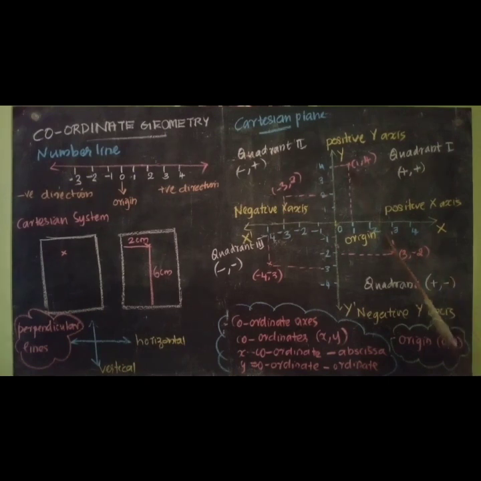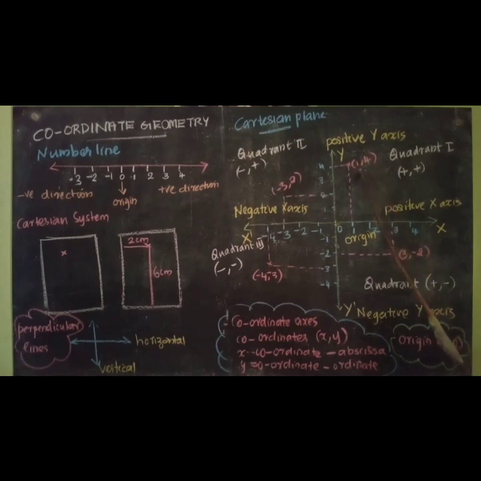Now you can see the point 1, 4. I marked one point here. The first point is 1 and the second point is 4. How can we identify it? You see this point is 1 unit away from the y-axis along the x-axis in this distance. So it is 1 unit away from the y-axis. So first point is 1. Now you can see it is 4 units above the x-axis along the y-axis. So second point is 4.